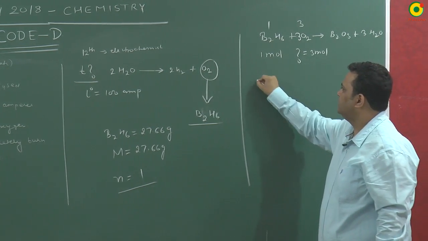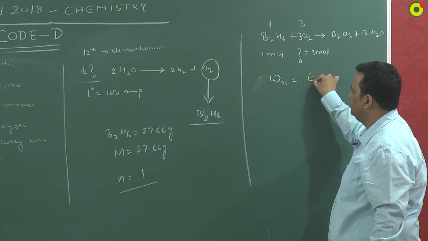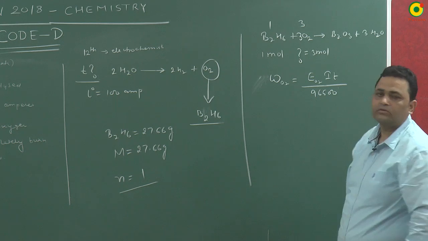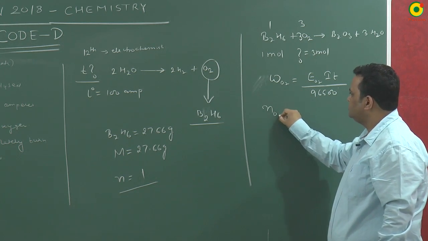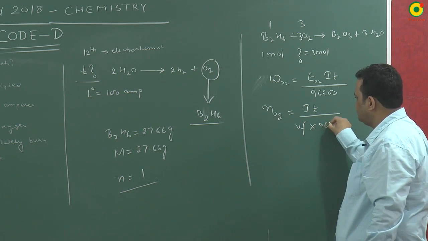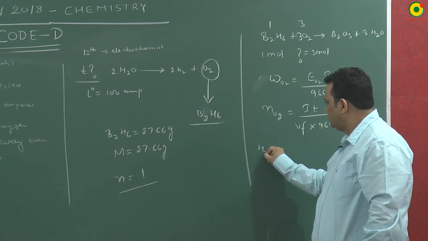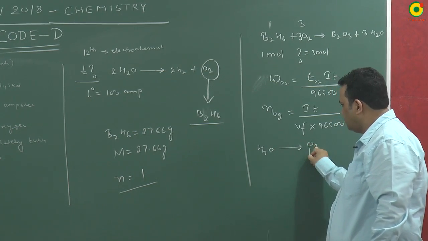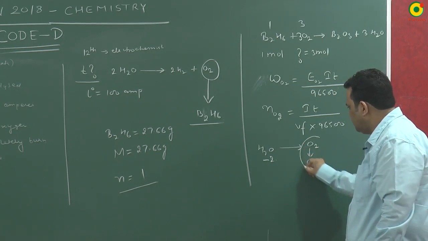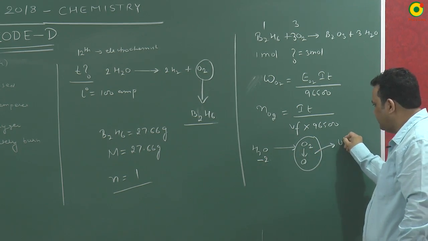Now the formula for electrolysis: weight of oxygen is equal to equivalent weight of oxygen into I into T upon 96500. Or directly we can write mole of oxygen is equal to IT upon valency factor or n factor into 96500. Now what is the n factor? H2O is being converted into oxygen. Oxygen is in 0 oxidation state and in water it is -2. So the change per oxygen atom in oxidation state is 2, and 2 atoms are there, means valency factor is equal to 4.